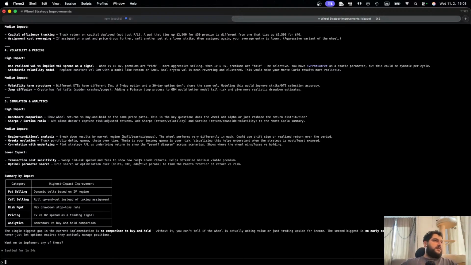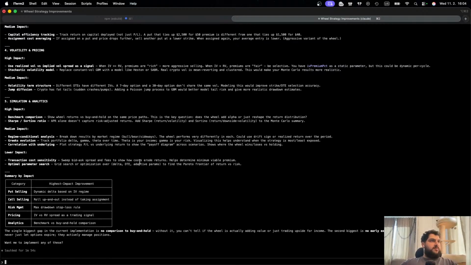Medium impact is regime conditional analysis. Break down results by market regime: bull, bear, sideways. The wheel performs very differently in each. Could use drift sign or realized return over the period.